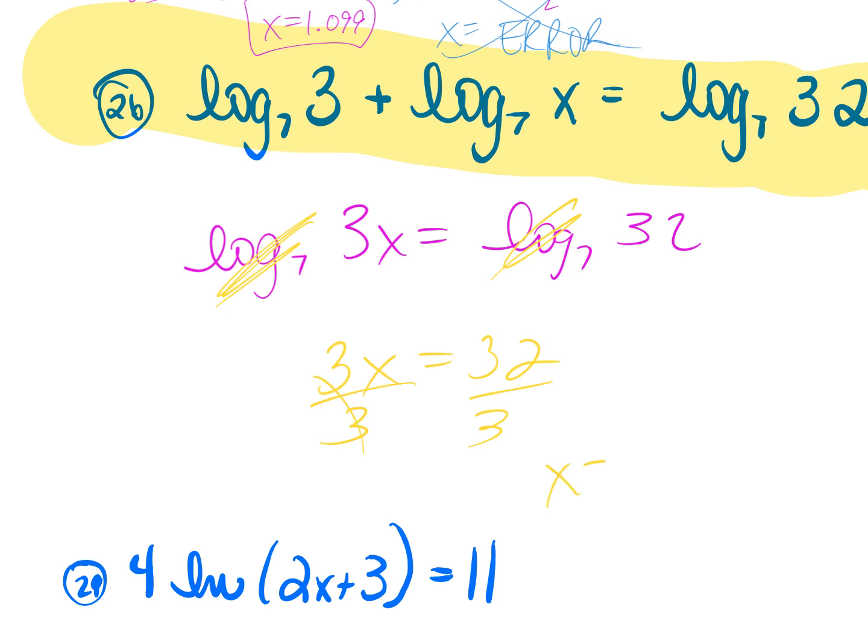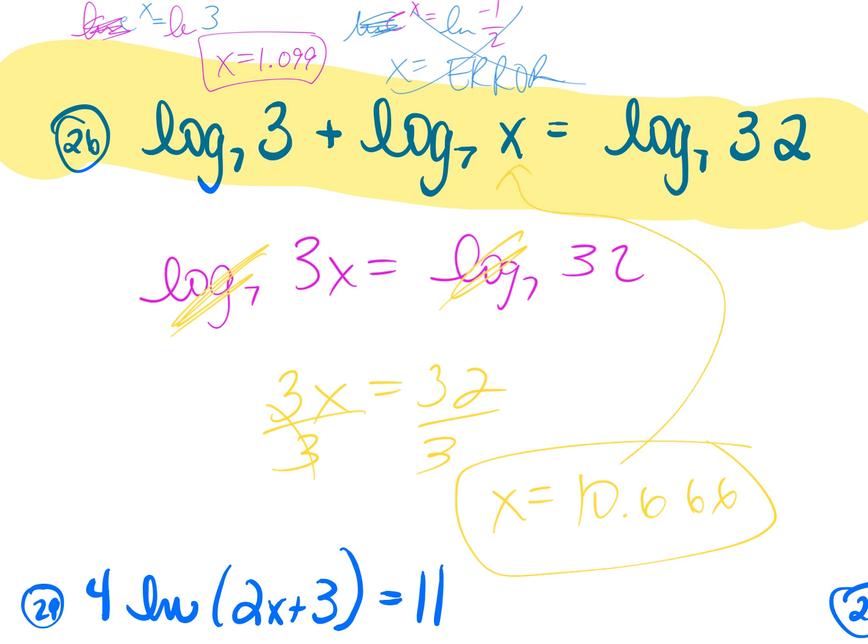And x equals what? What's 32 divided by 3? 10.666. Good. And what do I need to do with that answer to make sure? I have to plug it in. Why do I need to plug it in? Because the log can't become what? The log cannot become negative. Does it? If you plug the 10.666 right there, is that going to be a negative number? No. So you're good to go.